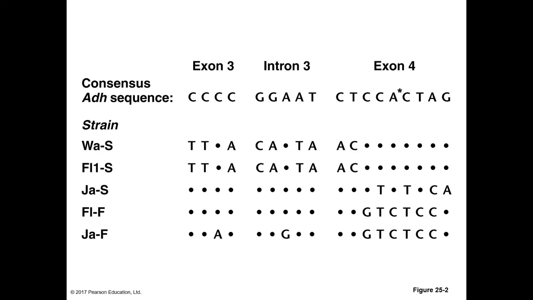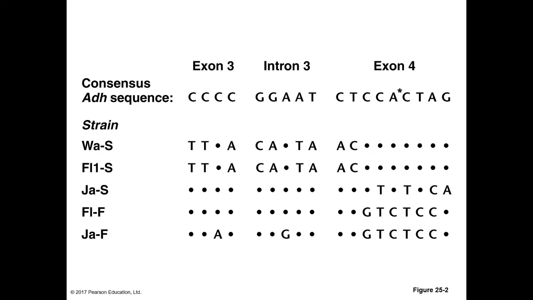So the consensus ADH sequence: exon 3 CCC, intron 3 GGAT, exon 4 CTC, CAC, TAG. But in the strain WAS, there are some differences. In exon 3, you have TTA instead of CCC. In intron 3, you have CATA instead of GGAT. And in exon 4, the first two codons are different.